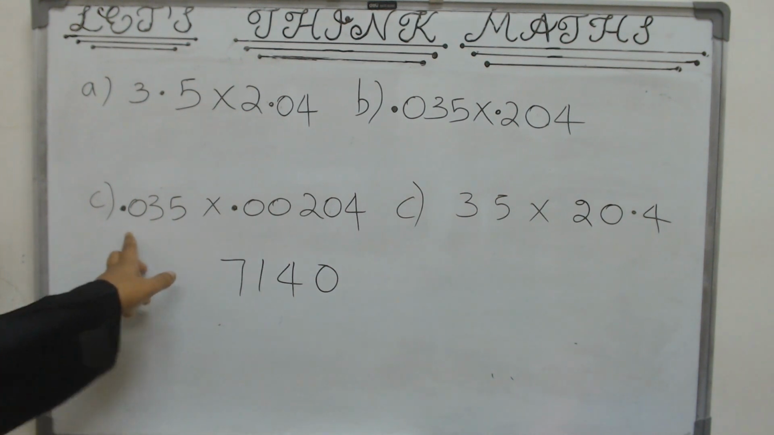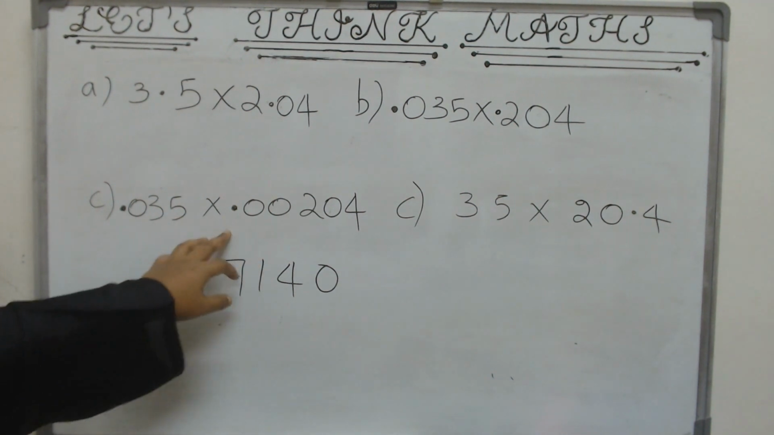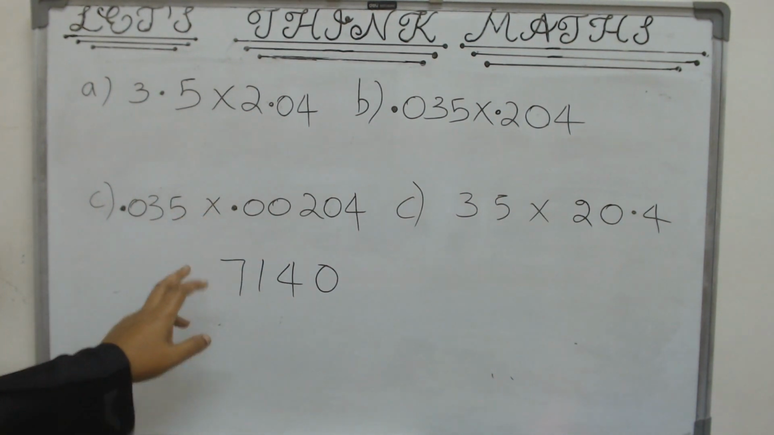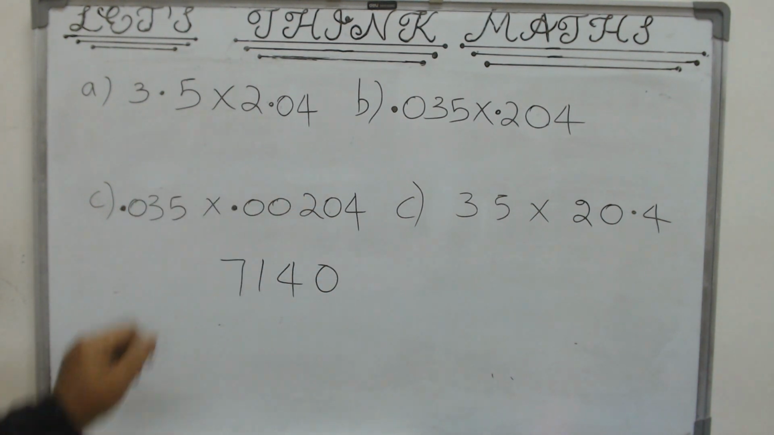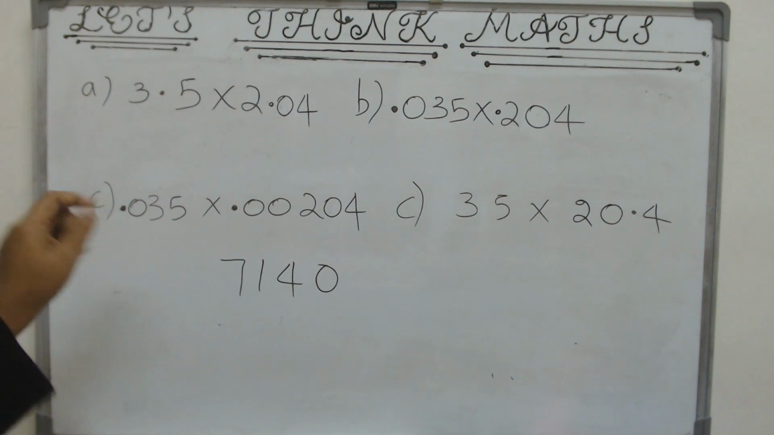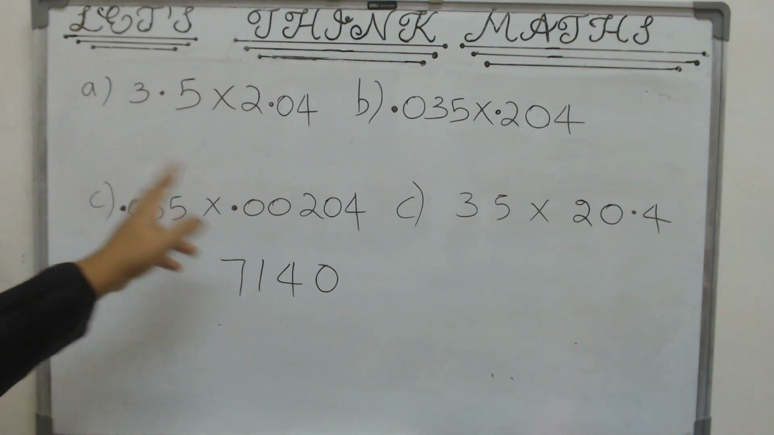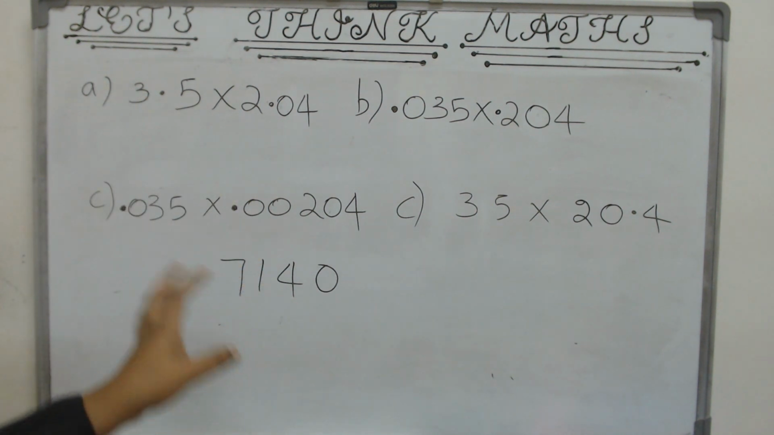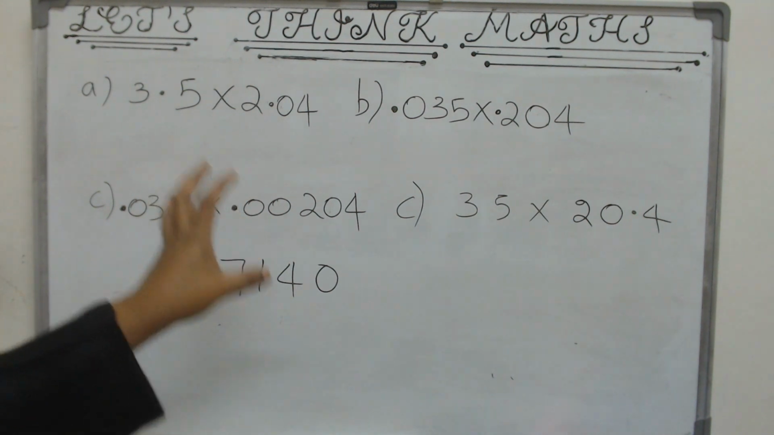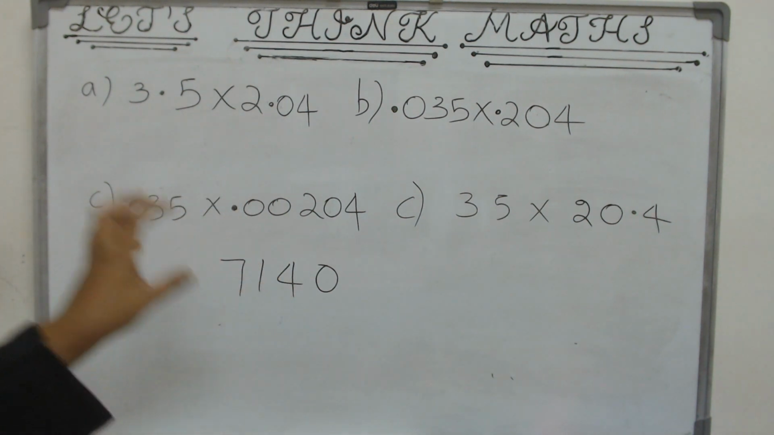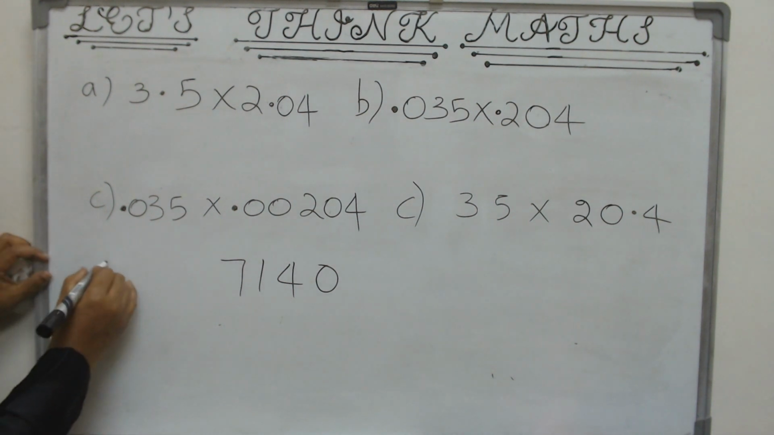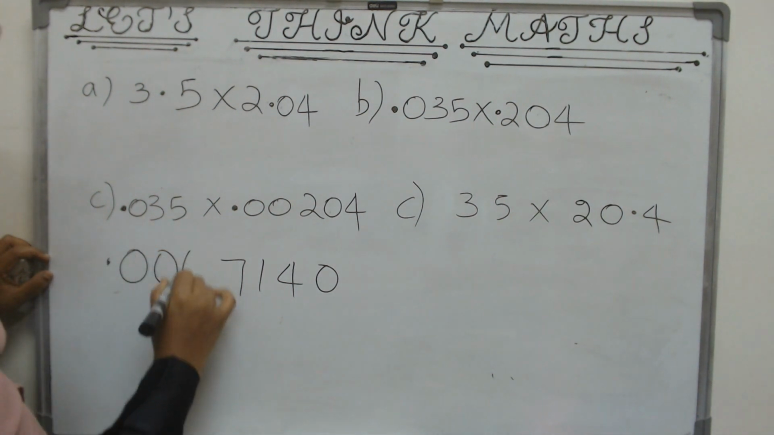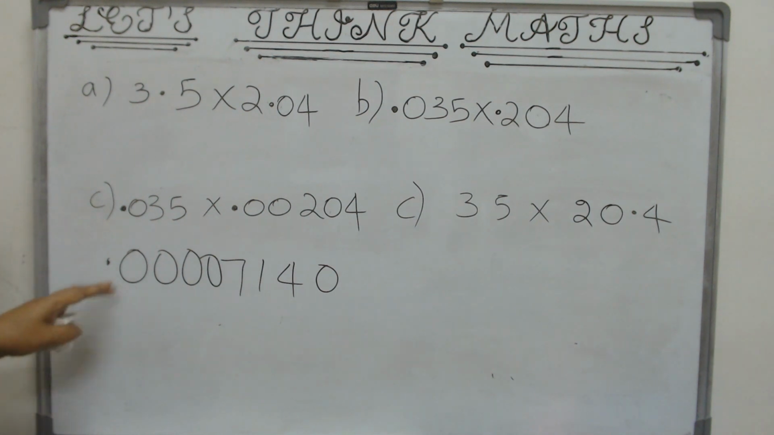Let us see. Now look at these two numbers. How many digits in the decimal place here? 5 digits in the decimal place. Here 3 digits in the decimal place. Together 5 plus 3, 8 digits we need here in the decimal place. But then we have only 4 digits. For the remaining 4 digits, add 0. There. This is the answer.